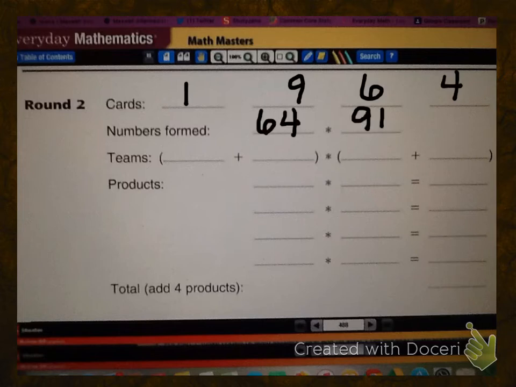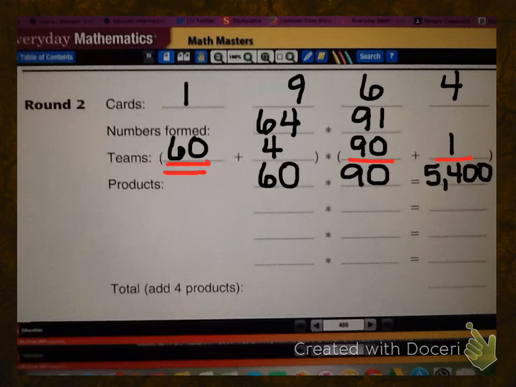So I made 64 and 91. So I need to break 64 up into a team, and I need to break 91 up into a team. So 64 is going to become 60 plus 4, and 91 is going to become 90 plus 1. I'm going to take the 60 times the 90, and then the 60 times the 1.